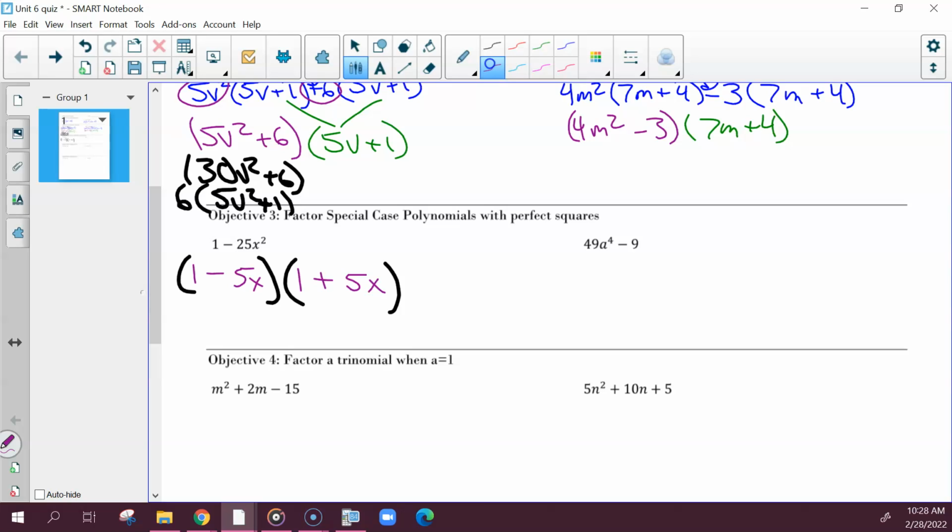What questions do we have on that? Okay. 49 and 9 are perfect squares, so I know I'm going to have two factors. One's going to be plus, one's going to be minus. What times what will give us 49? 7 times 7. Now, a to the 4th is even, so we can split that directly in half, divide it by 2, which would be a squared. And then what times what gives you 9? 3.